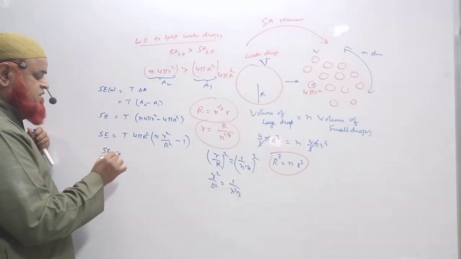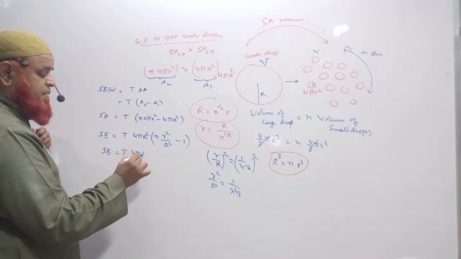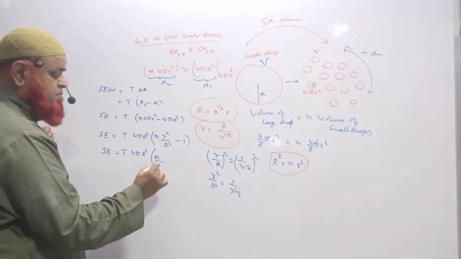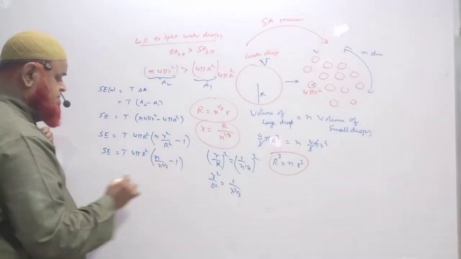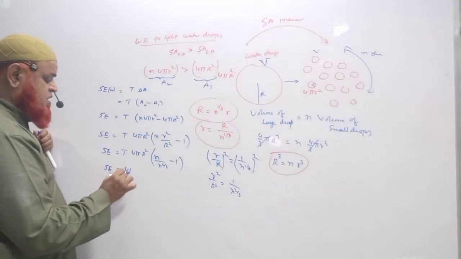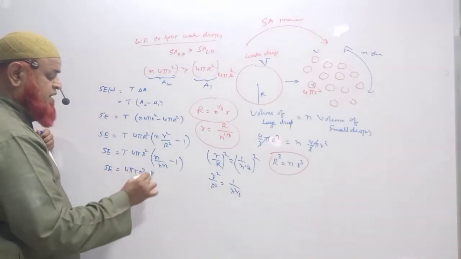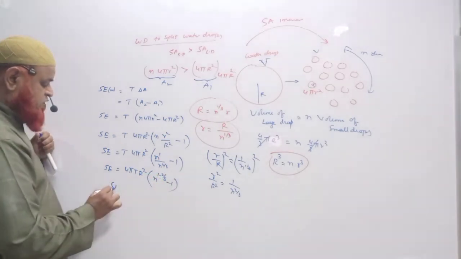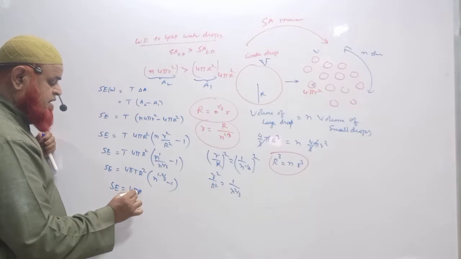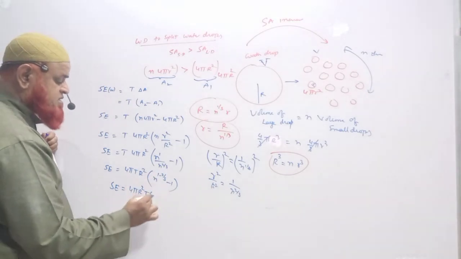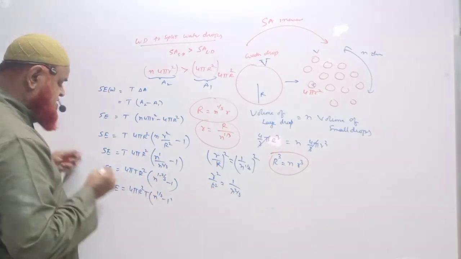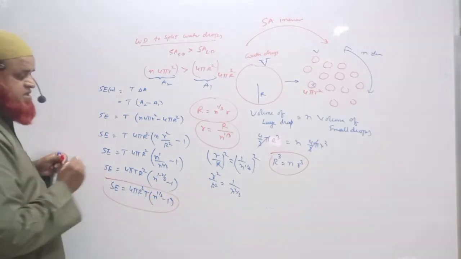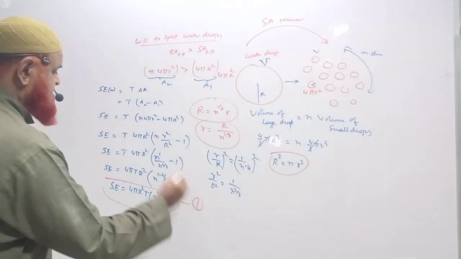So, surface energy is equal to T, 4 pi capital R square, you'll write like that only. n into small r square by capital R square is 1 by n power 2 by 3, minus 1. So, surface energy can be taken as 4 pi T into r square, n power 1 minus 2 by 3, minus 1. Therefore, surface energy is equal to 4 pi r square into T, n power 1 by 3 minus 1. This is the formula. You can write the formula like this. This is the first formula you can say.